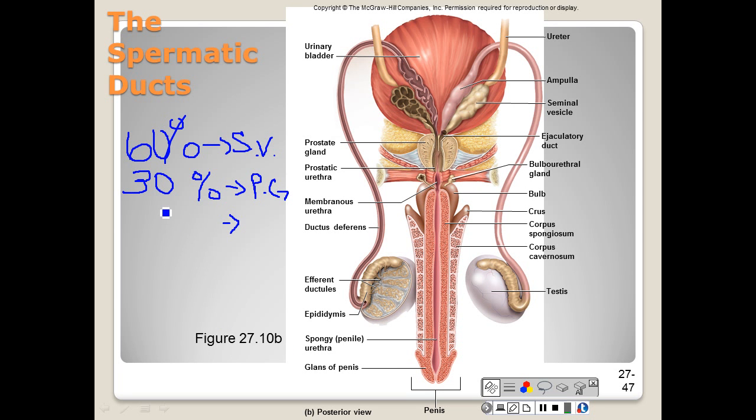So we're looking at the remaining 10%, which will come from our bulbourethral gland.